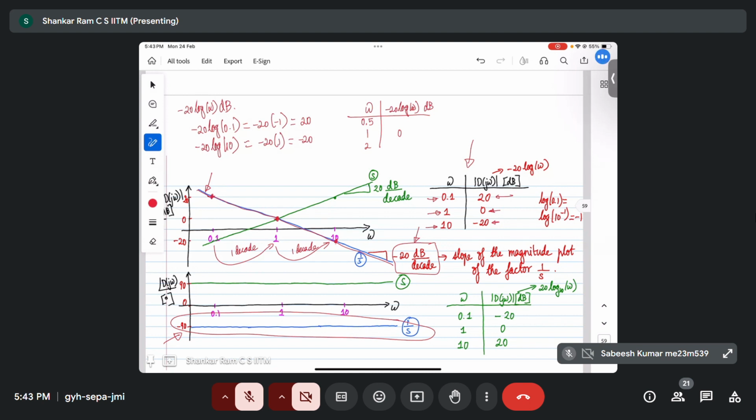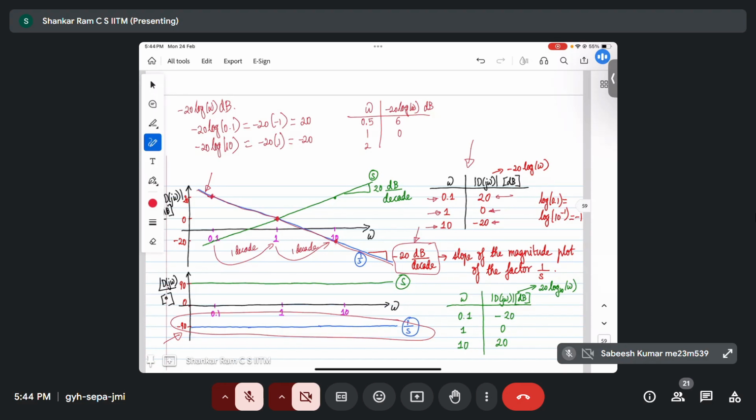So you just substitute omega equals 0.5: minus 6.02, but then there is a minus sign outside, right? So it becomes plus 6.02. Let me just round it off to 6, just for the sake of demonstration. So does everyone agree that at 0.5 it is 6 decibels?